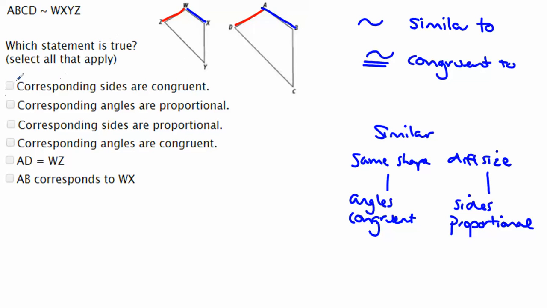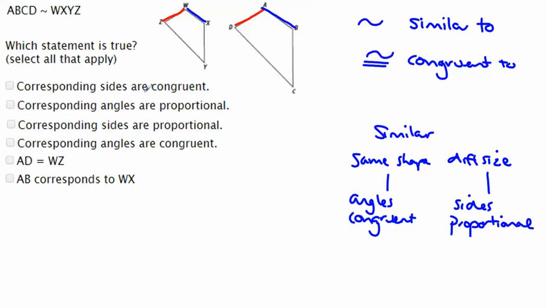So let's go through what makes sense here. Are the corresponding sides congruent? So that means, is WX congruent to or identical to AB? No, that is not true, because that would mean that the shape would never change size.